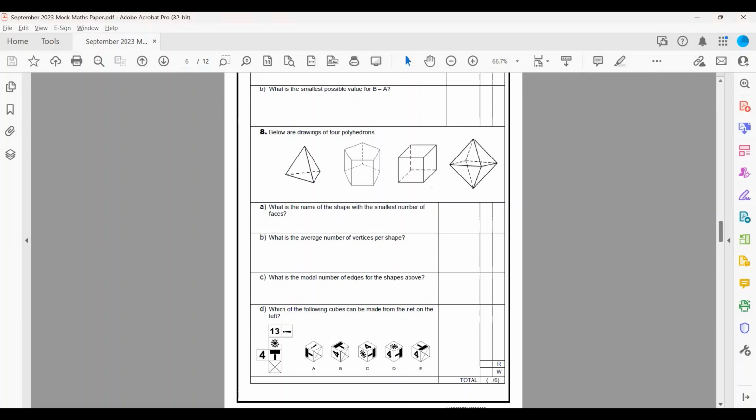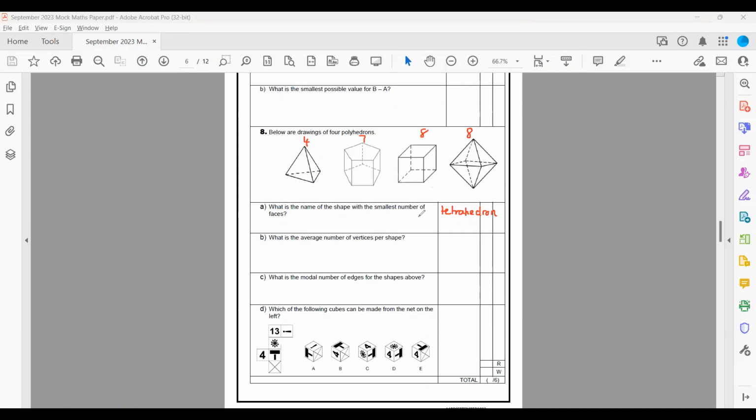So coming down to question eight, this question deals with 3D shapes, properties of 3D shape, and overlaps with mean, mode, and range as well. So what is the name of the shape with the smallest number of faces? Well, the shape with the smallest number of faces is this one. This has four faces. This one here has seven. This one here is a cube, so it has eight. And this one here has four triangular faces at the top, four at the bottom, so it has eight as well. So the shape with the smallest number of faces is this one here, and this is a tetrahedron, also known as a triangular-based pyramid.